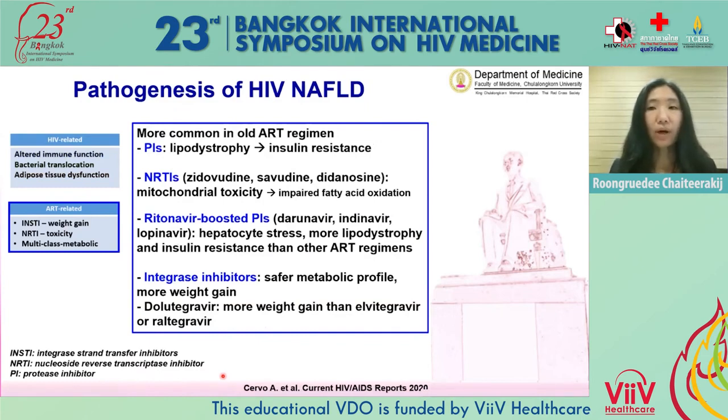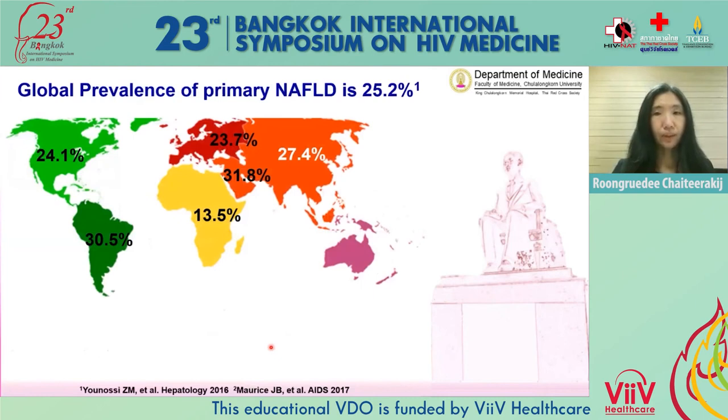Some antiretroviral drugs, or ARVs, can cause fatty liver. This more commonly occurs when older ART regimens are used. For example, PIs can induce lipodystrophy, and NRTIs can cause mitochondrial toxicity. Ritonavir-boosted PIs can cause hepatocyte stress and more lipodystrophy and insulin resistance than other ART regimens. The newer ARV regimens, for example integrase inhibitors, also have a safer metabolic profile, but they can cause more weight gain. For example, dolutegravir can cause more weight gain than raltegravir.